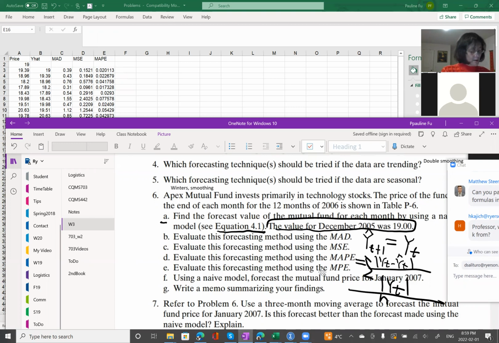So last one, MPE. What is MPE? For MPE, you use YT minus YT hat without absolute value, and then divided by YT. Take the average, sum it all, and divide it by N.